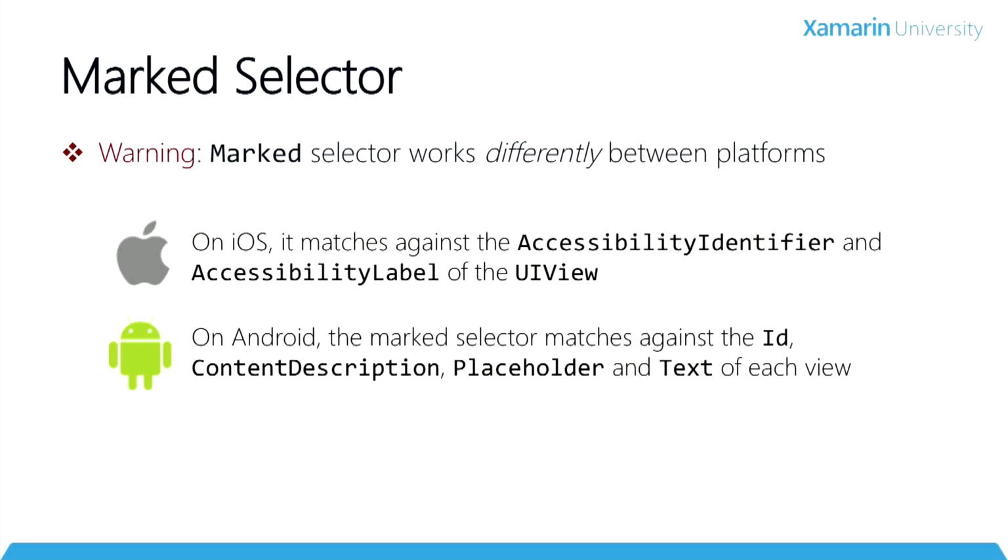And this is quite different on Android, where the marked selector checks several fields on each control looking for a textual match. Typically, you will match against either the Android ID field or the text property.